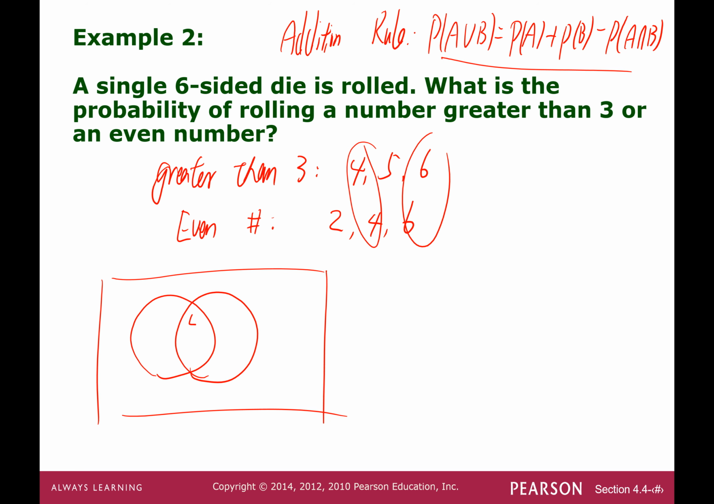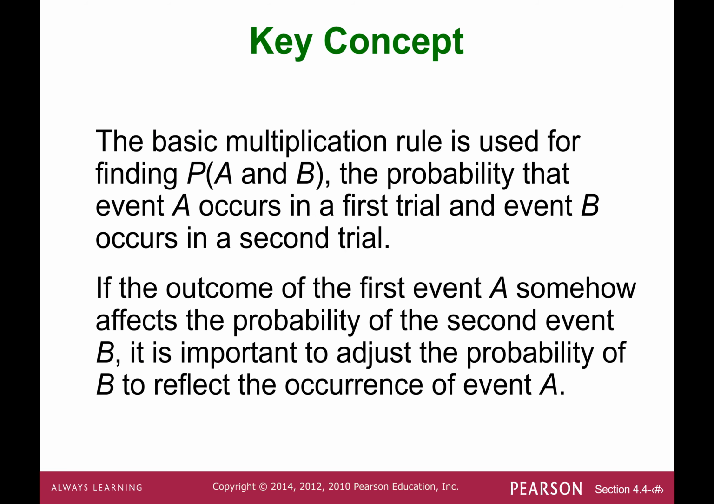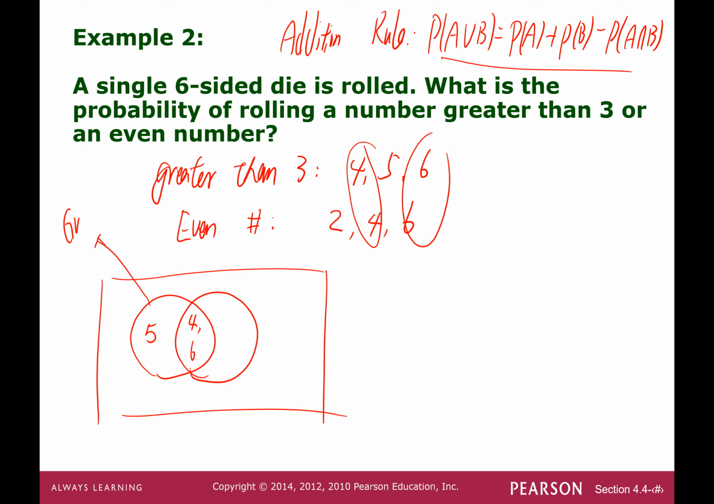4 and 6 are the common numbers. This circle is greater than 3. The other one is even number. And then there's just 2. And the remaining numbers, 1 and 3, will be outside of those two circles.